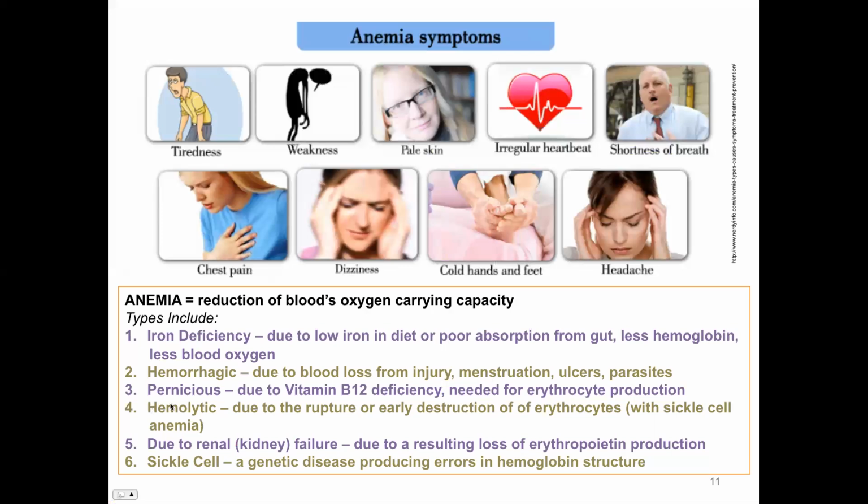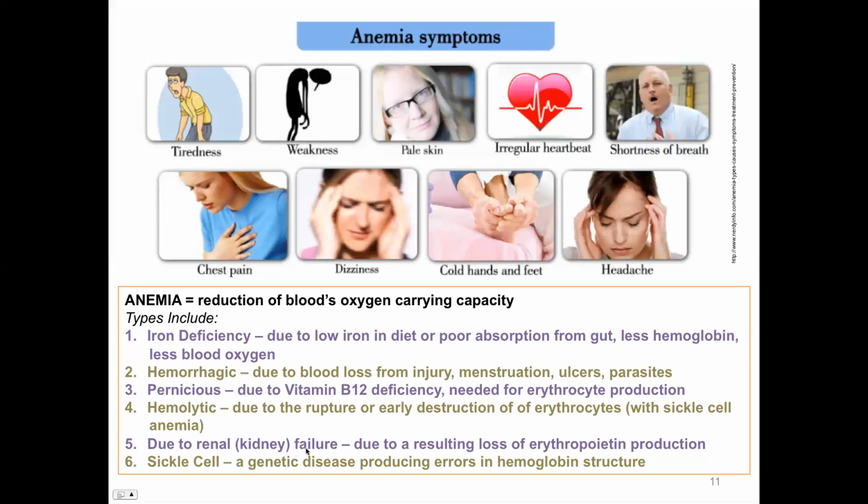So hemorrhagic anemia. Then there's pernicious, and this is due to low vitamin B12. Now, why is this? I didn't really talk about this, but you need B12 to make hemoglobin as well. So you also need it to make efficient erythrocytes. So if you're low in B12, you're also going to be anemic. So hemolytic, this is due to the rupture or destruction of erythrocytes. There could be a variety of reasons for this, but this is often associated with another anemia, sickle cell anemia, which we'll talk about in a sec.